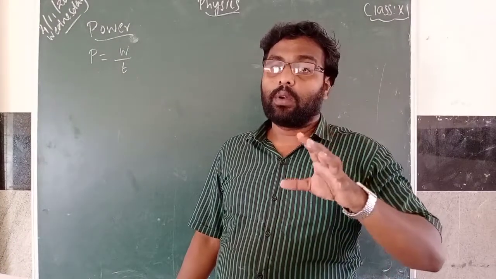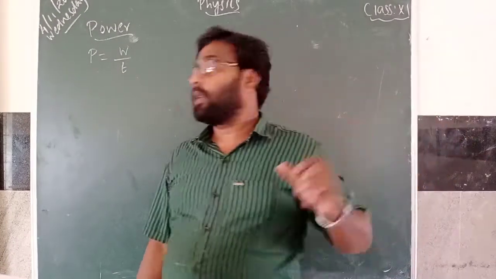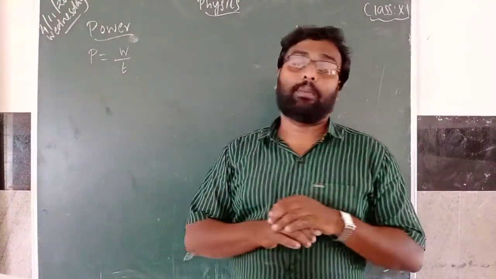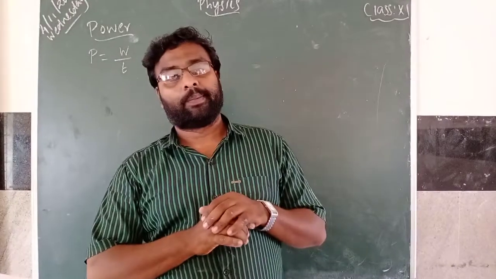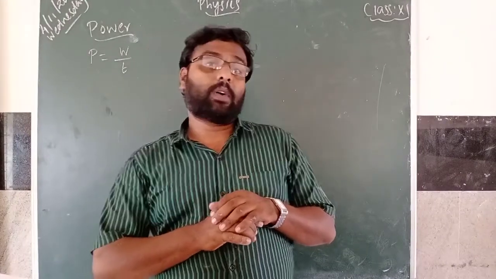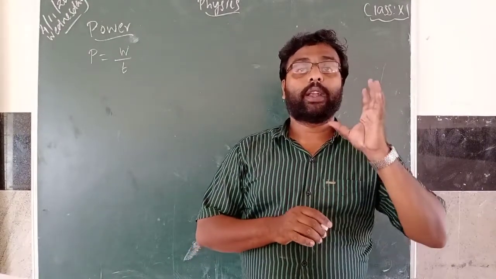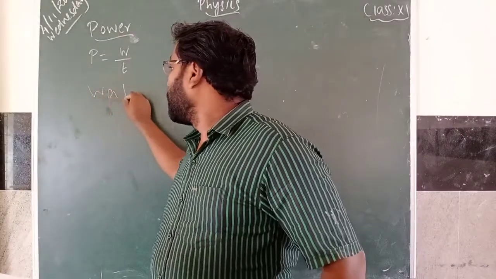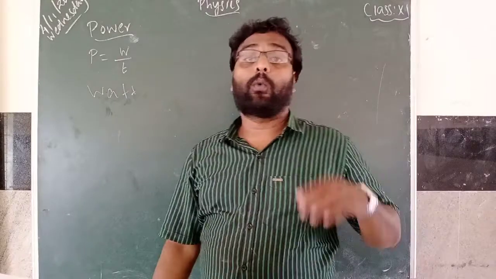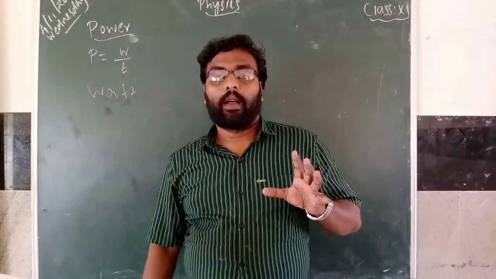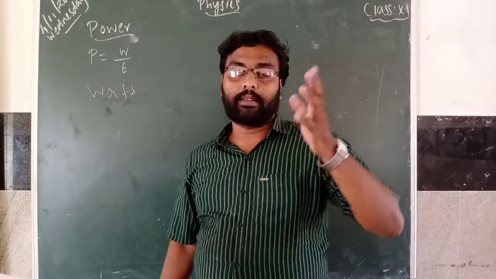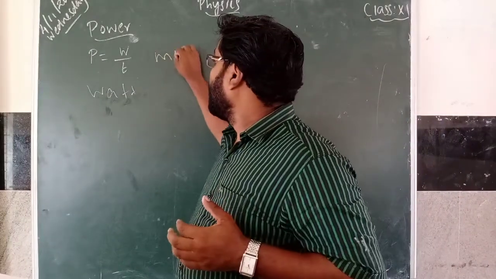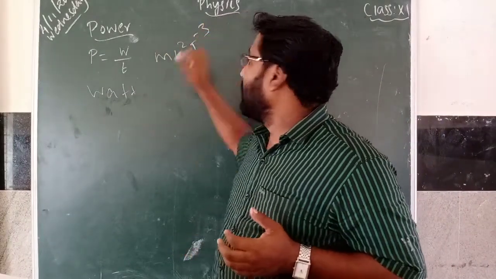To complete the work, how much time is taken? That is the power. So power is equal to work done divided by time taken. That is the formula. Now, the power unit is watt. Power is a scalar quantity. Its dimensional formula is ML²T⁻³.